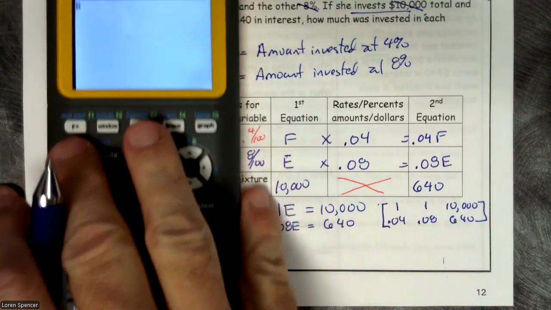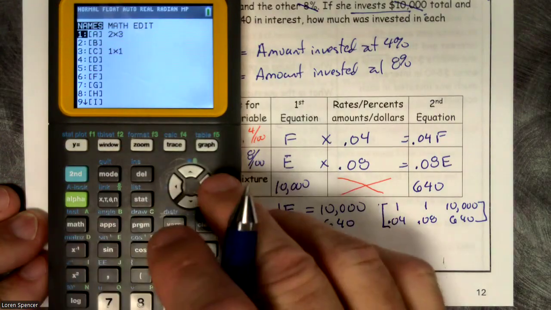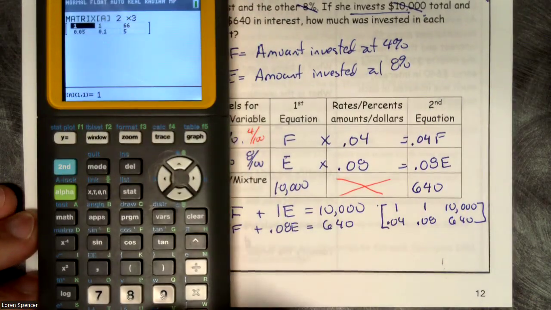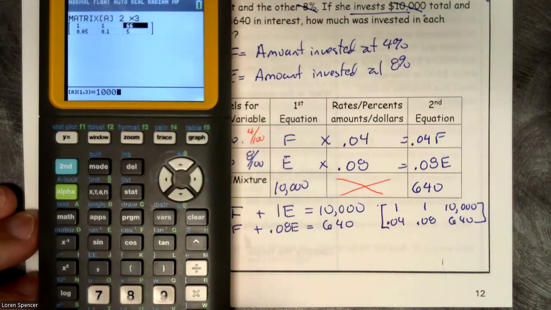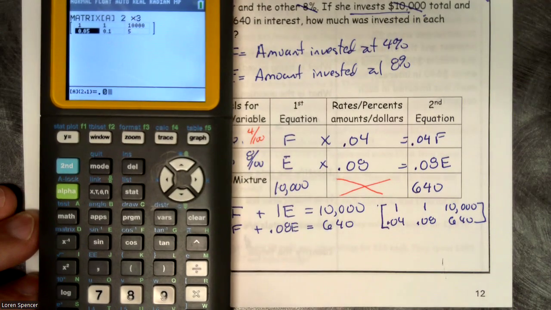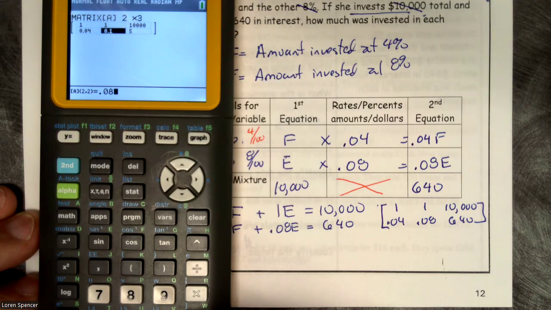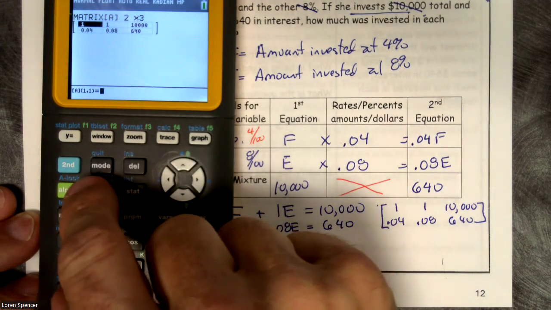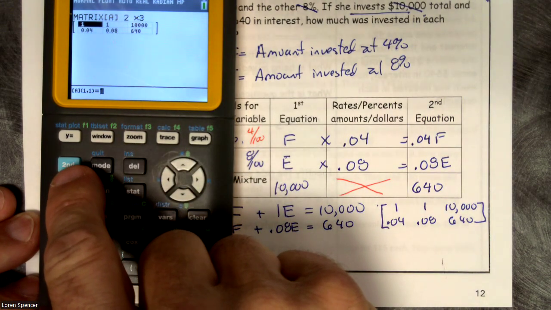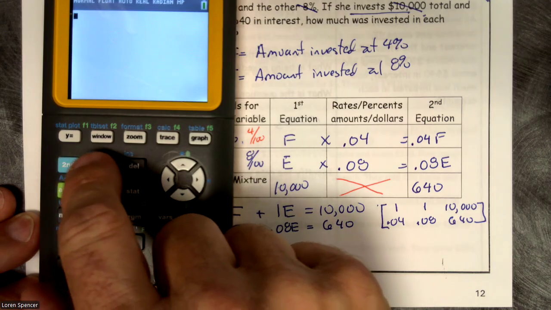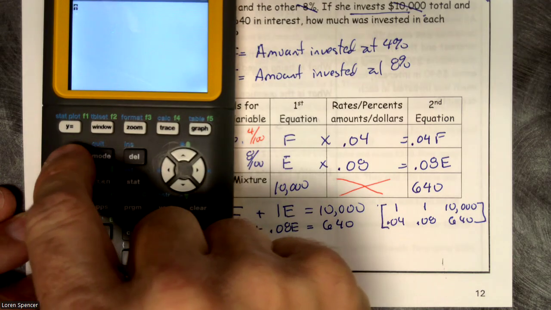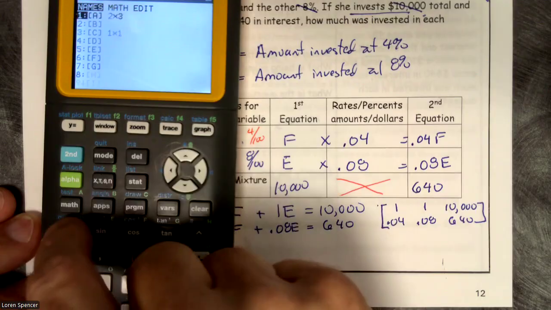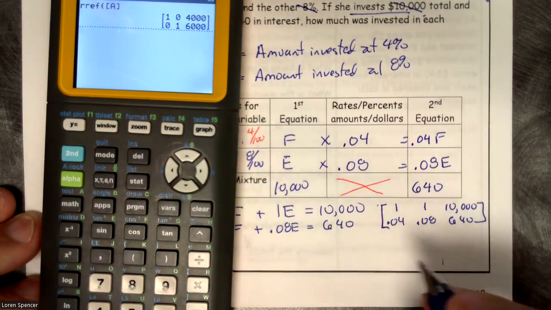So, blue, matrix, math, 1, 1, 10,000. 0.04, enter, 0.08, enter, 640. And once we have our data entered, we have to leave the matrix. So we go blue mode. Then we have to come back into the matrix. So we're going to press blue matrix, math, RREF, blue matrix, enter, and enter again.